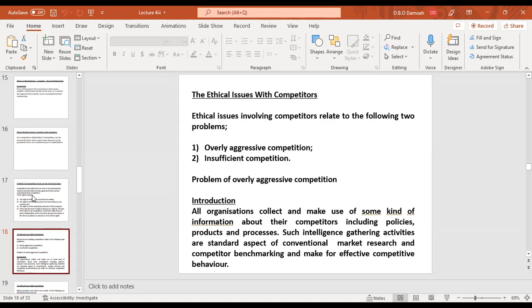Now, what are they? Number one, overly aggressive competition, and then insufficient competition. I'm going to explain, so pay attention. Mr. Lecturer, what is overly aggressive competition? Now look, all organizations collect and make use of some kind of information about their competitors, including policies, products, processes, intelligence gathering, and so on. And it is normal, number one. It's normal.